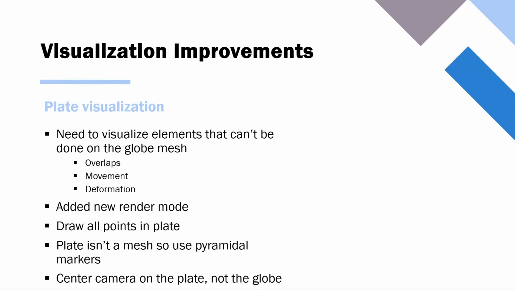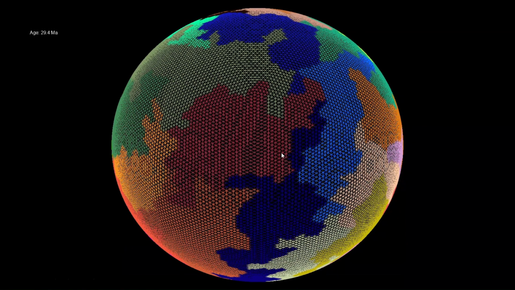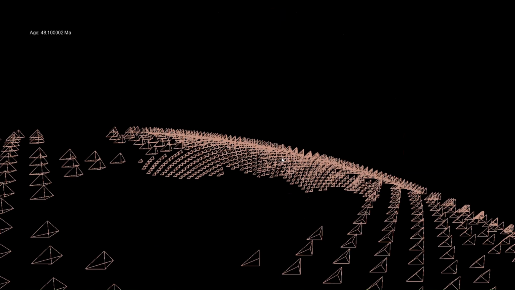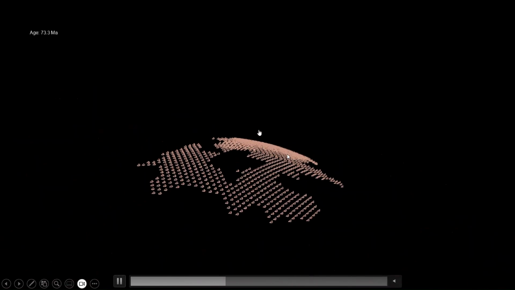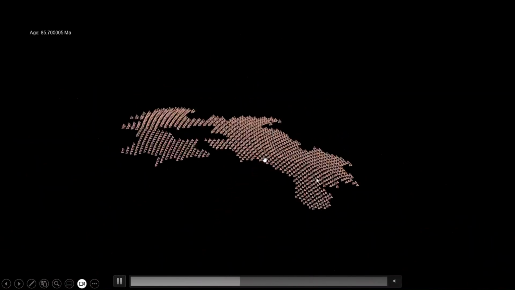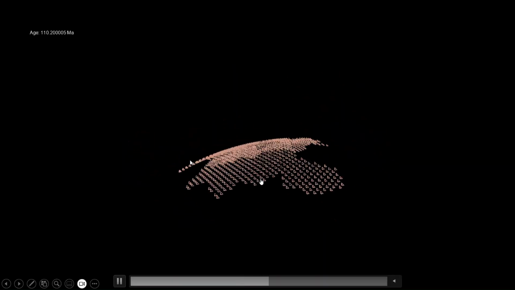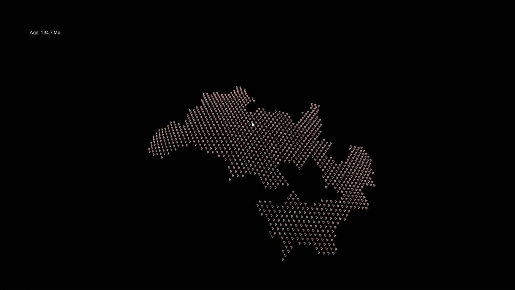So I will show you this mode. Here we're looking at the globe mesh where we have the new mode. Here we have the plate mode. As you can see, each vertex is now represented by a little pyramid. You can zoom in and out and rotate. Rotation is particularly important for looking edge on, where you need to be able to see folds in the plates, which are going to be very important in a minute.